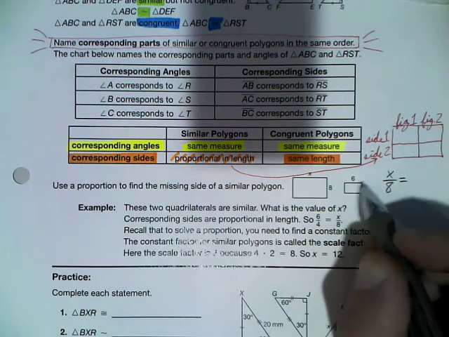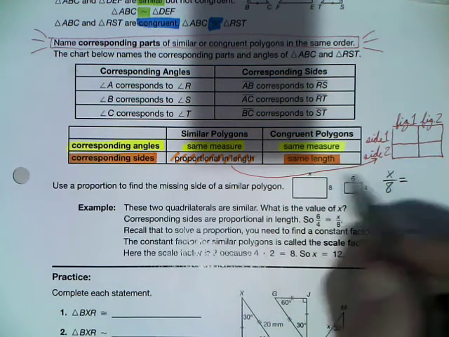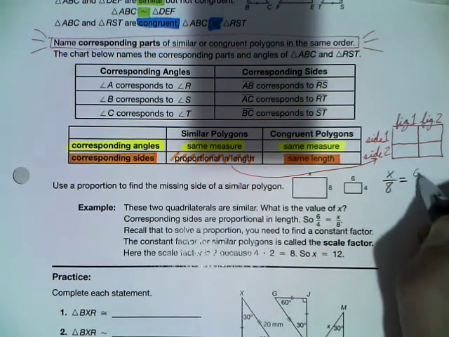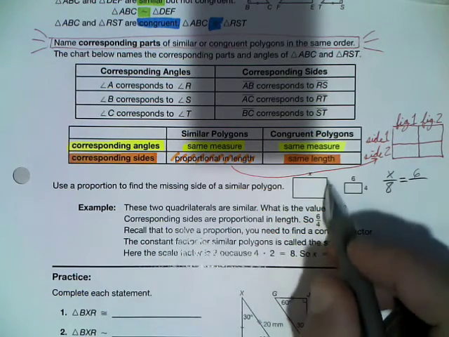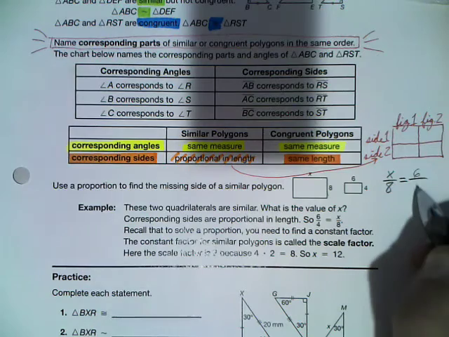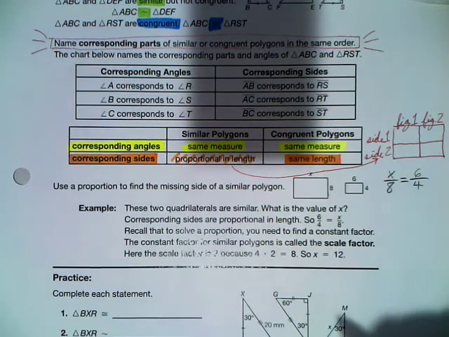So in this new rectangle, what corresponds to the x? 6 does. So 6 will go up top. And then on the bottom, what corresponds to 8? The 4 does. And so there is my proportion.